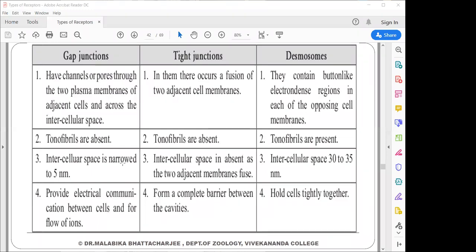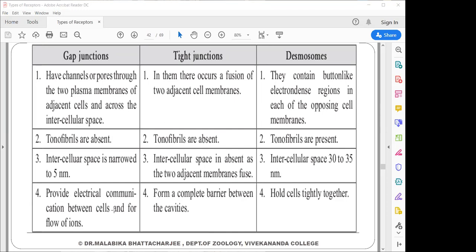Then, in case of gap junctions, there is a narrow channel of around 1.4 to 2 nanometer. It's written 5 nanometer; it varies from book to book. So you people write it's 1.4 to 2 nanometer. Any intercellular space in tight junctions is missing. Desmosomes have an intercellular space of 30 to 35 nanometer.